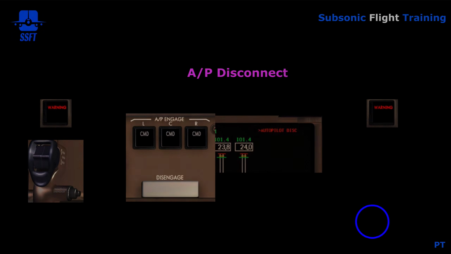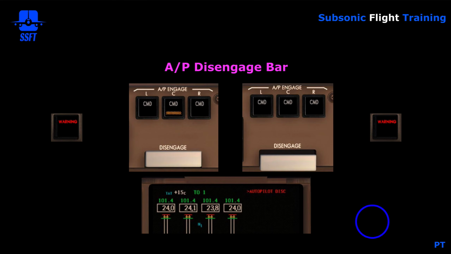Another way we can disconnect the autopilot is through the autopilot disengage bar on the mode control panel. This is a ganged bar. Normally the switch is flush with the bottom of the MCP, so if you run your hand across here, it would be smooth and flush. If you pull the disengage bar down, then the gang switch will operate all three switches for the left, center, and right autopilot and disconnect all autopilots. This is an alternate way to disconnect the autopilot.